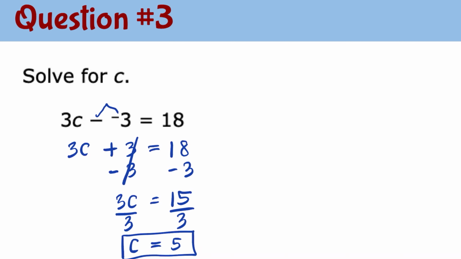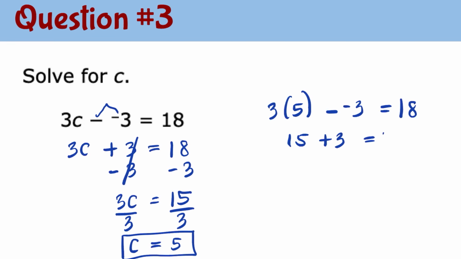To check the answer, we have 3 times 5 minus negative 3, is it equal to 18? 3 times 5 is 15, minus negative 3 is plus 3, and then equals 18. Yes, it is equal to 18. So both sides are the same.